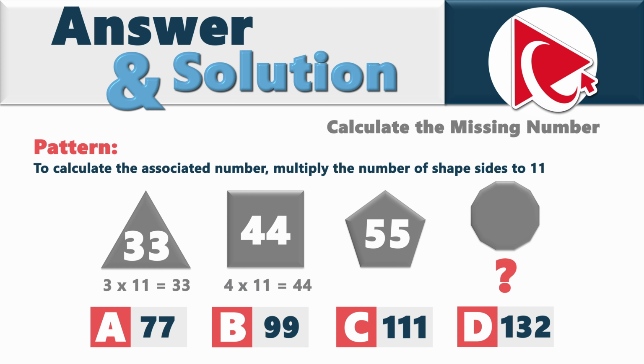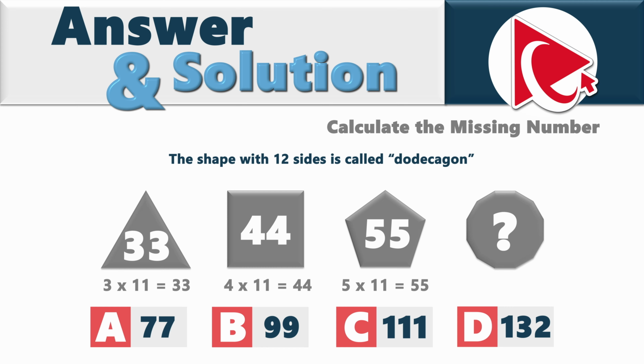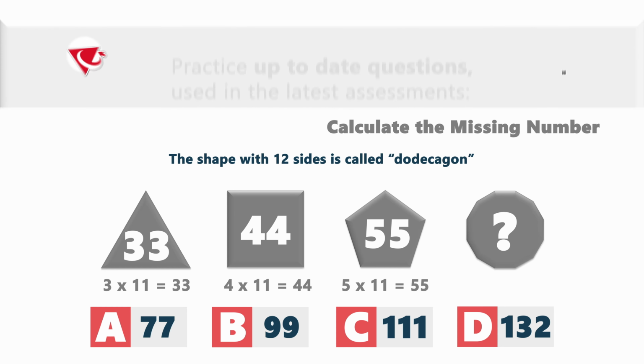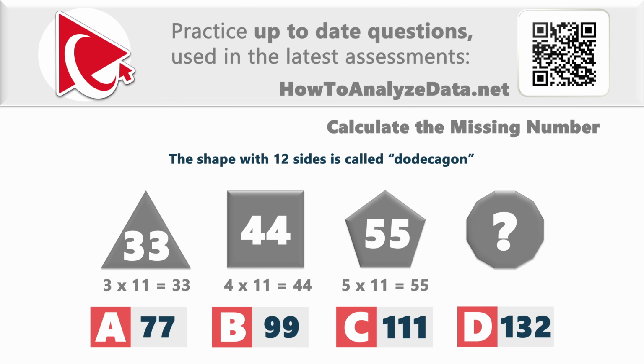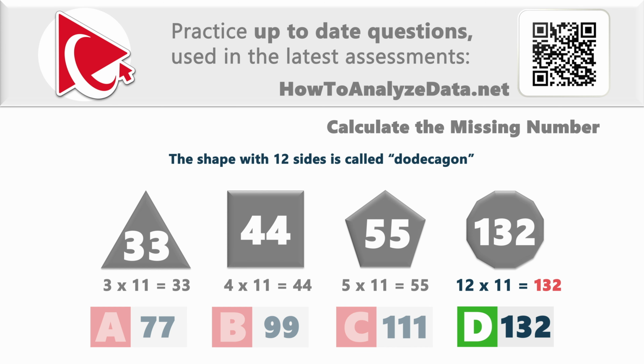The next shape is pentagon. Pentagon has 5 sides. 5 multiplied by 11 equals 55. And now comes the most interesting part. Did you know that the shape with 12 sides is called the dodecagon? And to calculate the number associated with the dodecagon, we need to multiply 12 by 11, and the end result of this is 132. So the correct answer here is choice D, 132.